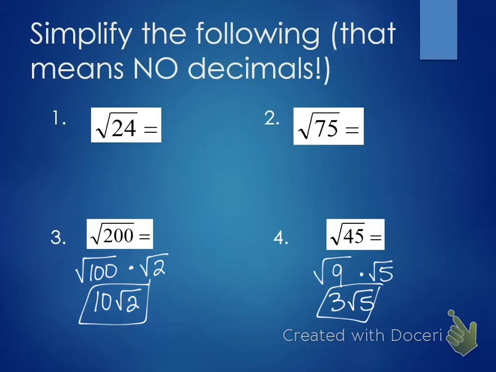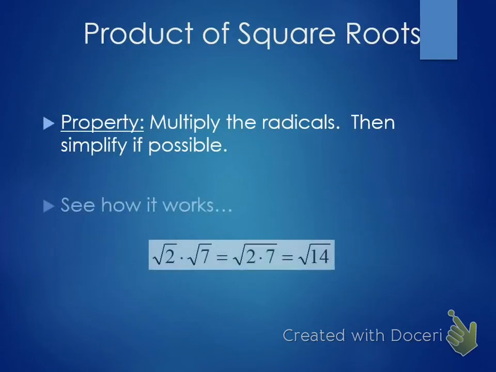On we go. So this is the same idea, we're just kind of going the other way. To take the product of square roots, you multiply the radicals and then simplify if possible.